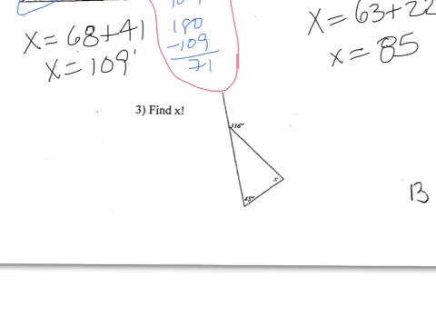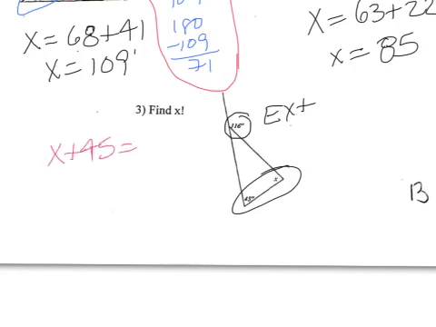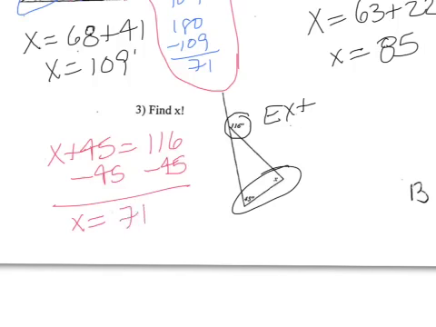So back to number 3 for a second. This one's a little more confusing. Try to realize that technically the 116 is my exterior angle and the 45 and the x are my remote interior angles. So this equation would look slightly different. It would be x plus 45 is equal to 116. When I subtract 45 from both sides, I wind up with 71 degrees.